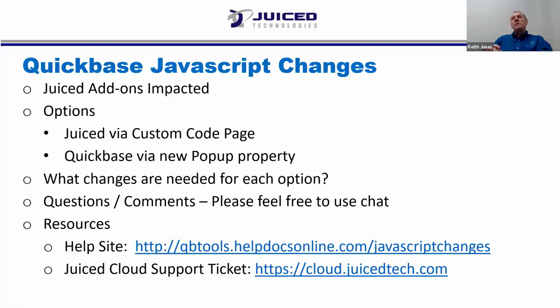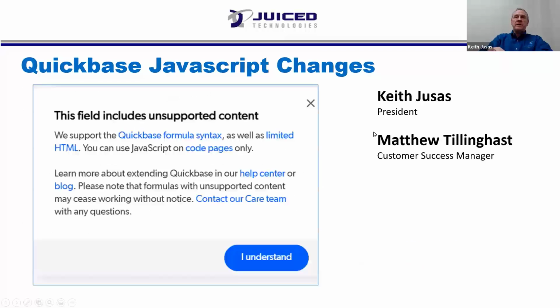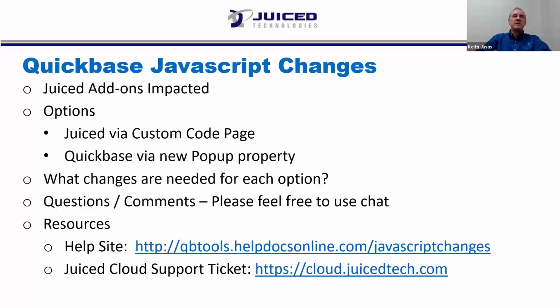Where we're at now is just talking about the different options we have to take care of the issue that I see now. Whenever you're opening up one of our fields in Quickbase, you see this unsupported message come up. So we do have some options, and our option is a custom code page that we designed, and another option is the Quickbase pop-up property. And I'm going to explain what we have to do change-wise to use either one. We recommend using our custom code page, but you don't have to if you don't want to. But I think you'll realize that that's probably the better solution.